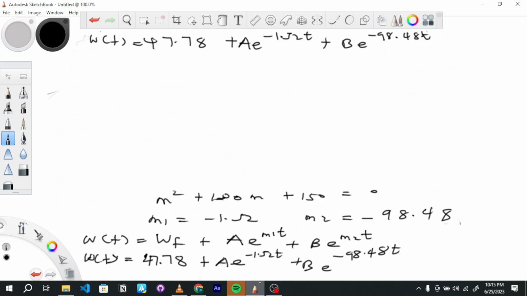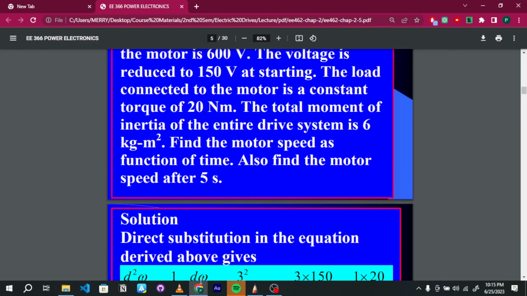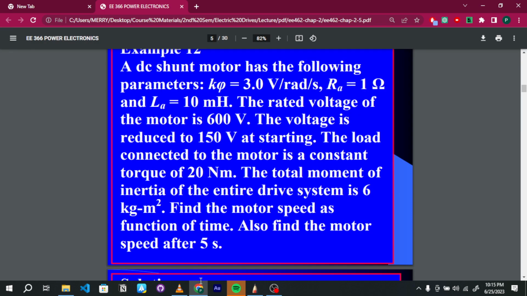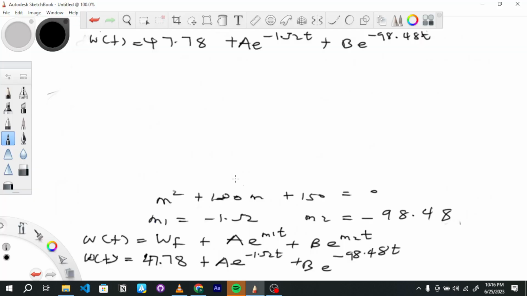Now, when time is 0, the motor is about to start. When time is 0, can I say the speed is 0? Yes, the motor is at rest. As starting, the voltage is reduced to 150. So the motor is starting, and as starting, speed is 0.